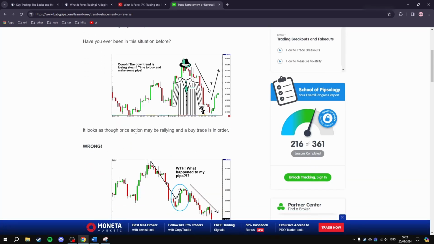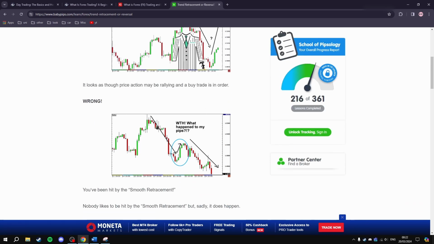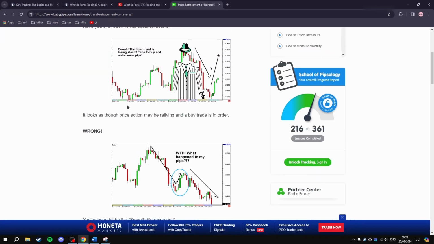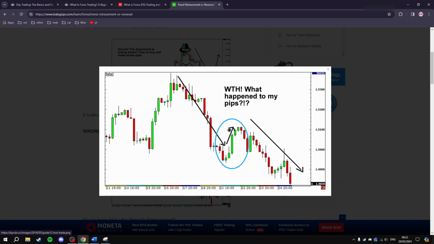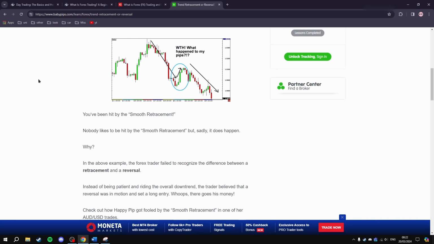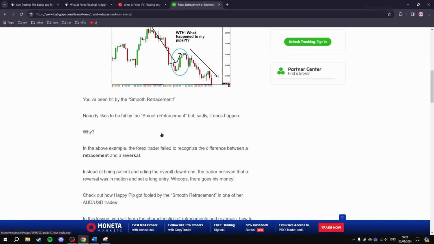It looks as though the price action may be rallying and the buy trade is in order. Wrong. So we're here. Boing. What the heck? What happened to my pips? You've been hit by the smooth retracement. Nobody likes to be hit by the smooth retracement, but sadly it does happen.